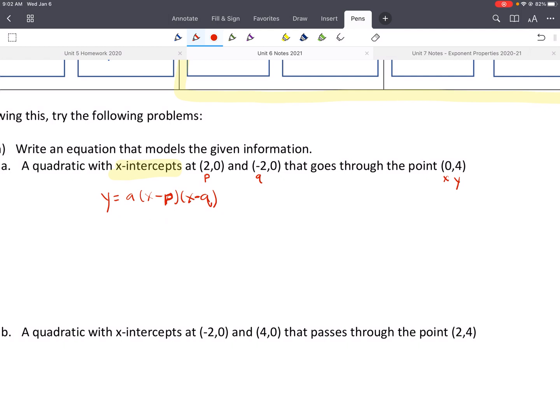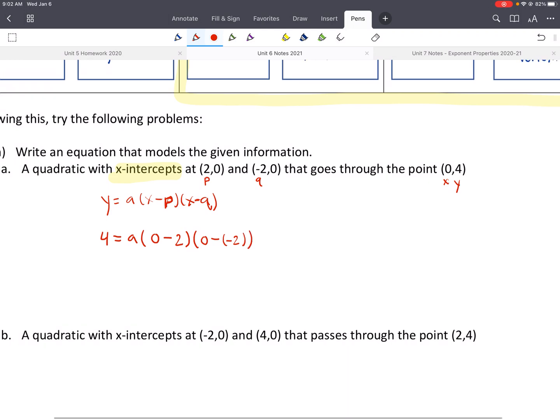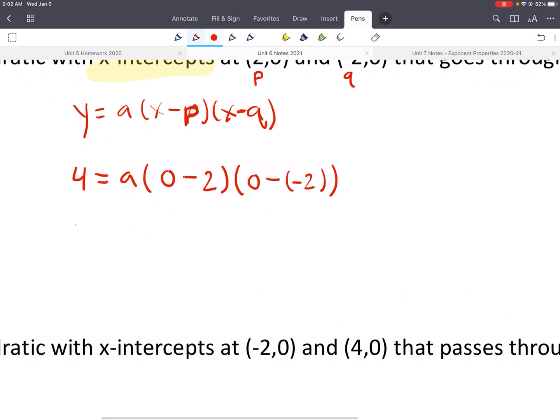So here we'll plug in everything that we have. So y is 4, equals a times (x is 0, minus p, well p is 2), and then we'll do x again, that's 0, minus q, well q is negative 2, so 0 minus a negative will end up giving us a positive. Okay, so we'll have 4 equals a, so maybe simplify that, that gives us negative 2, and this gives us a positive 2.